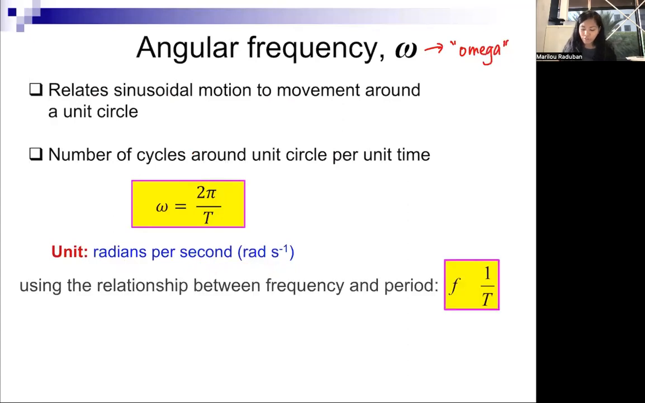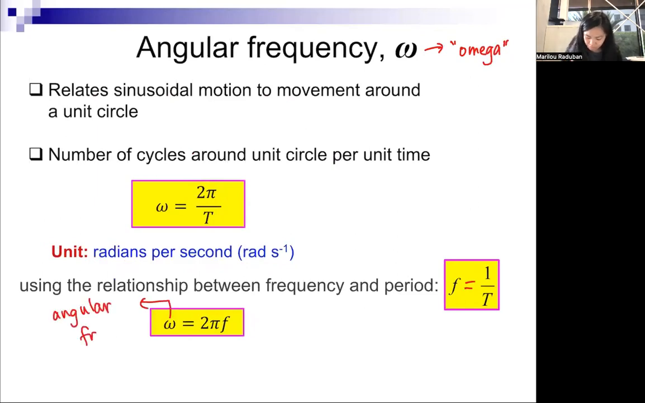In terms of the frequency, because we know frequency is just the inverse of the period, we can write the angular frequency in terms of the normal frequency f. Angular frequency is equal to 2 pi f. So just be careful here. There are now two kinds of frequencies. Omega is the angular frequency, and f is the normal frequency, which we simply call frequency.